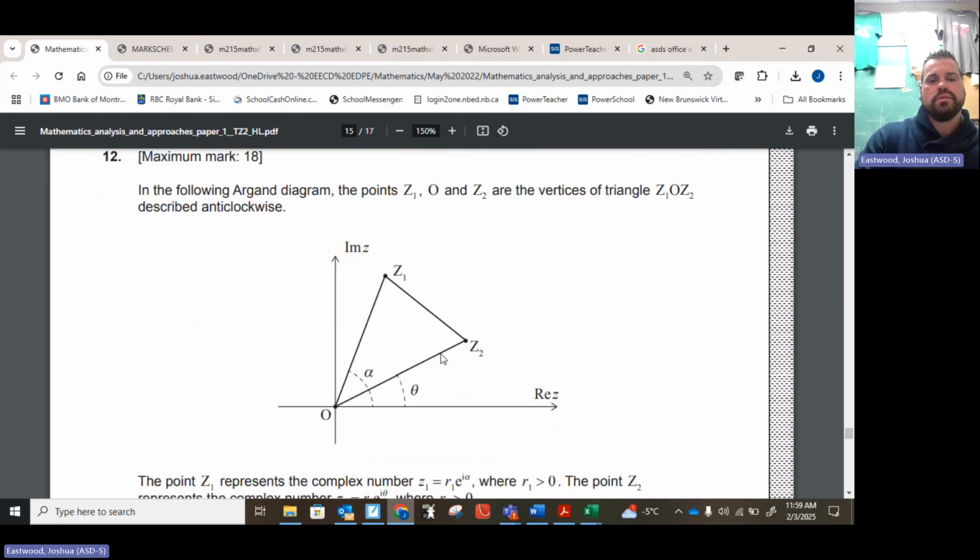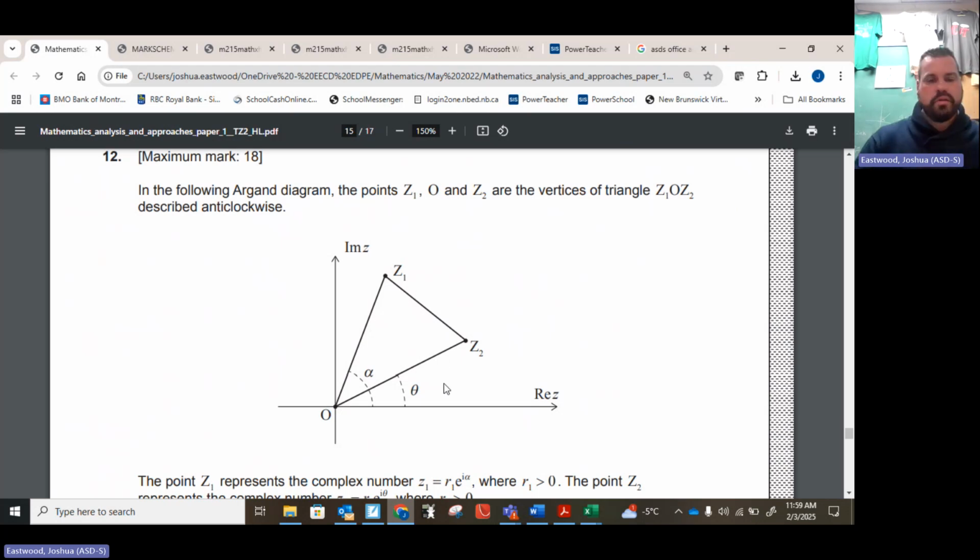But what it tells you is, here are the 3 pieces of information that it gives me. It says that Z1, O, and Z2 are the vertices of a triangle. So Z1 is some complex number. You will notice it has an R value. We don't know what it is. And it has an angle, alpha. Z2 has an R value. We don't know what it is. And it has an angle theta.